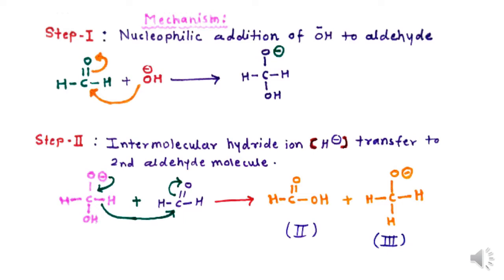In the second step, there is intermolecular hydride ion transfer to the second aldehyde molecule. Now H minus is called the hydride ion. So this hydride ion gets transferred to the carbonyl carbon of the second aldehyde molecule. And in this way we get two intermediates, second and third, that is the formic acid and the CH3O minus ion. So in the second step, due to the hydride ion we get these two species, second and third.